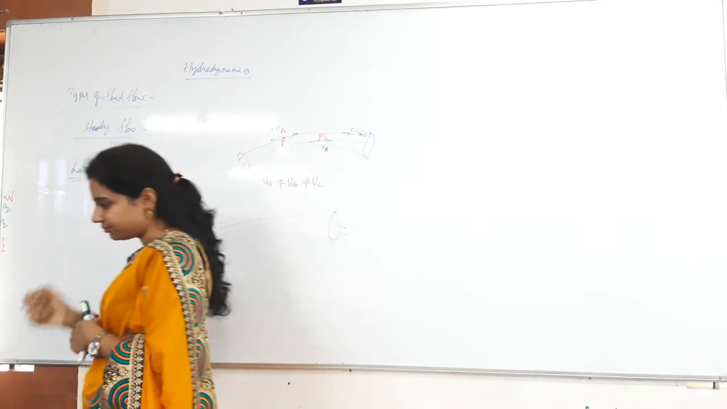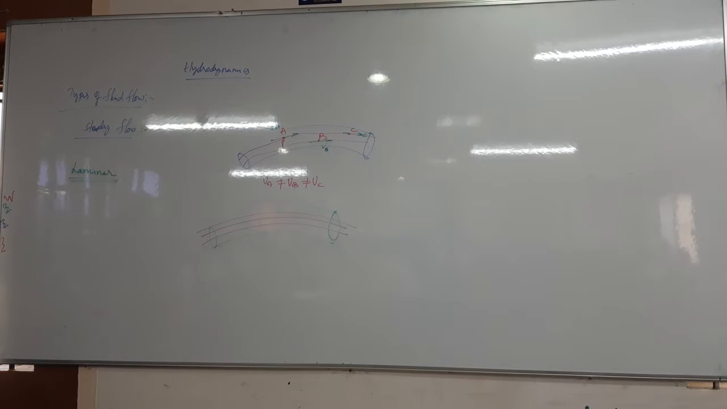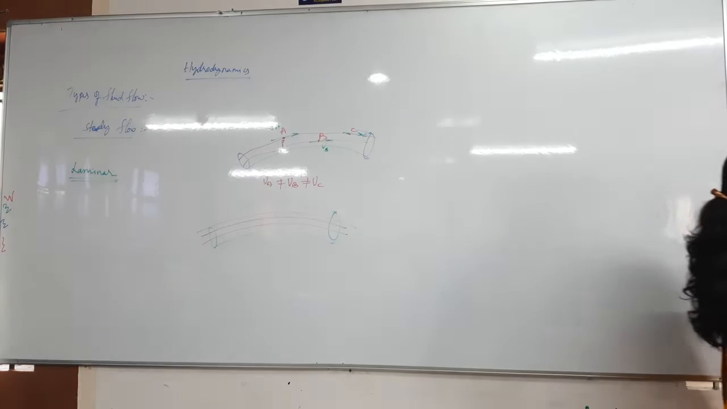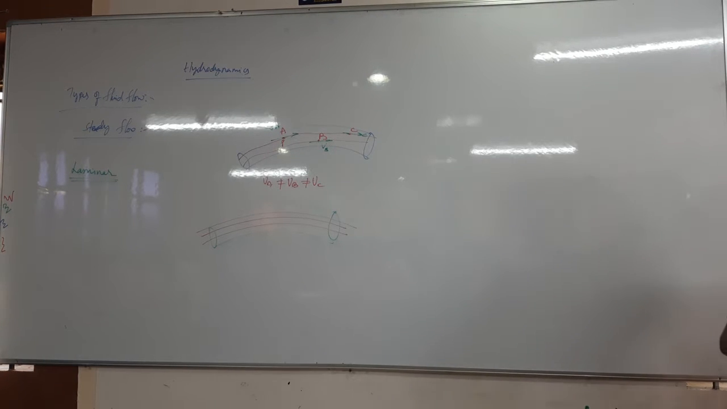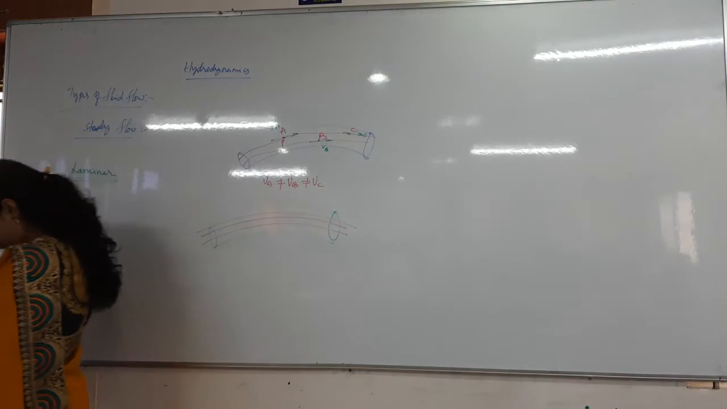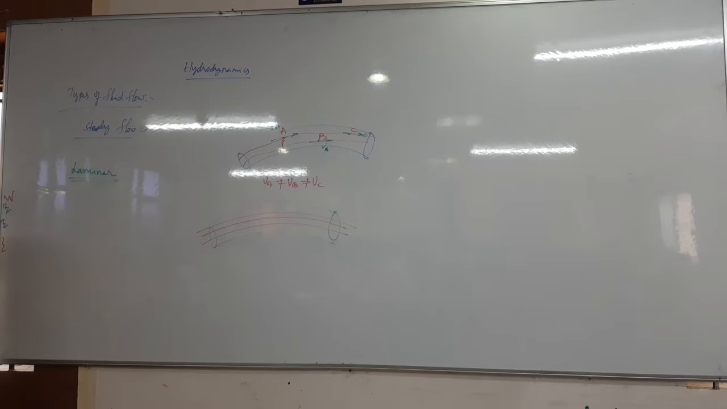Types of fluid flow. Steady and non-steady flow. All the fluid particles crossing any point of the pipe will have the same velocity, then the flow is known as steady flow.